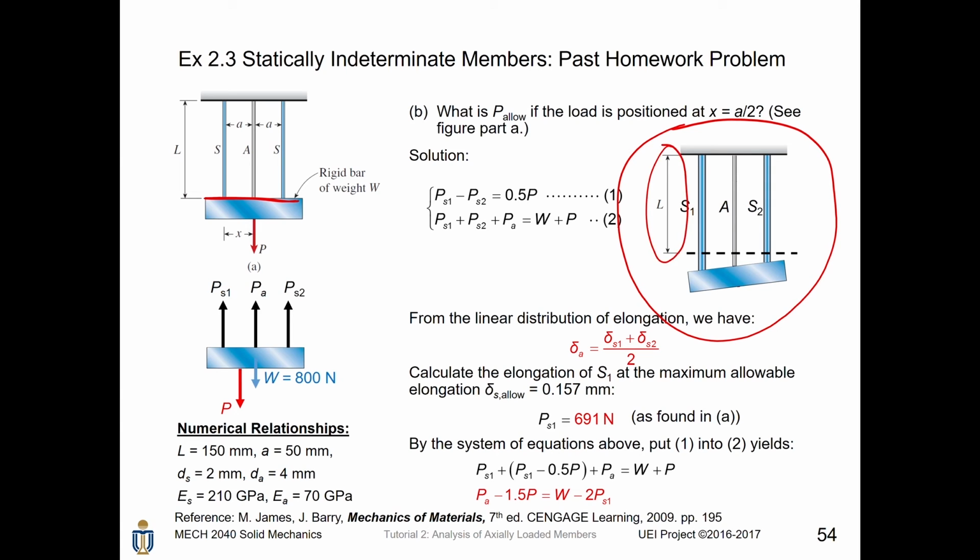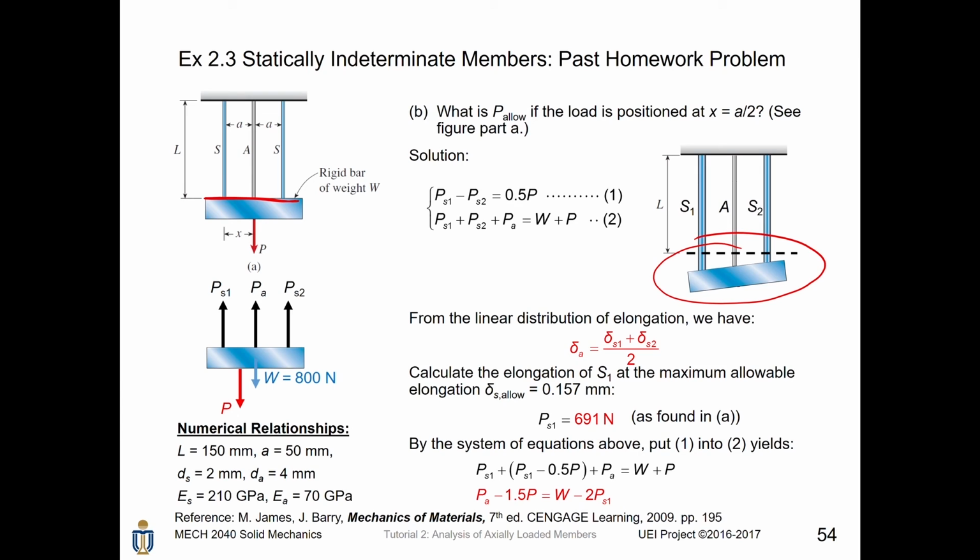It is the original length of the bar, while the elongation of each wire will then be linearly distributed. From this geometry, we can write that the change of length of the aluminum wire is the average of the change of length of the first steel wire and the second steel wire, which is written as delta A equals delta S1 plus delta S2 divided by 2. As we found in part A, the allowable elongation of the steel wire is 0.157 millimeters. In this entire system, the maximum elongation occurs in the first steel wire. Therefore, the load for the first steel wire is selected to be 691 newtons, as found in part A.